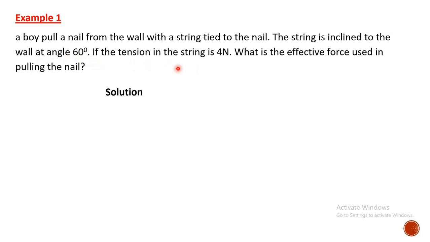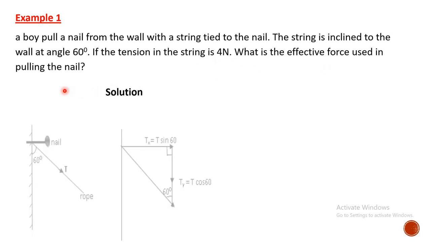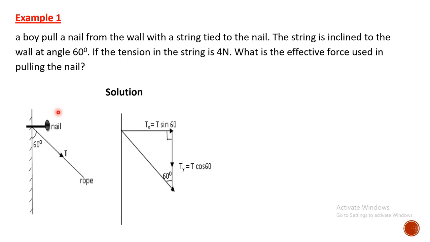If the tension in the string is 4 Newton, what is the effective force used in pulling the nail? So maybe the diagram will explain what we're talking about better. This is the nail, and this is the string, attached in this form to pull the nail out of the wall. But you know that the force will be applied in this direction. However, the nail will come out.